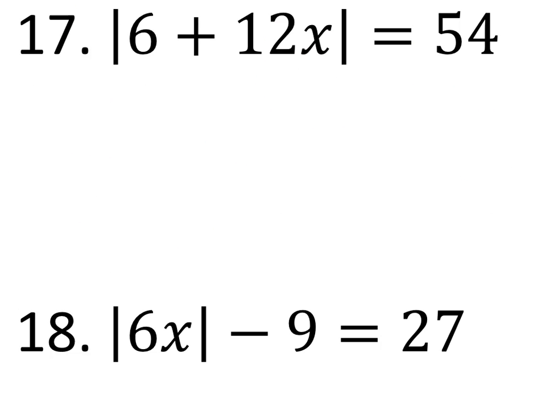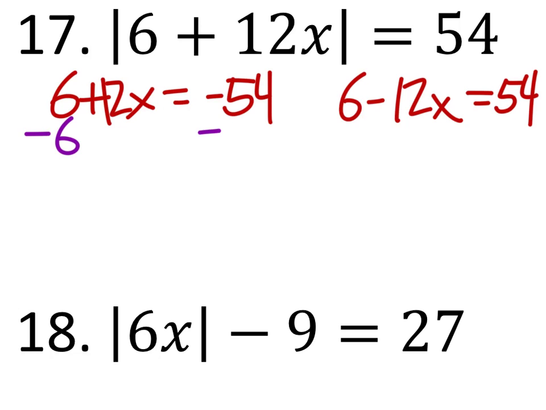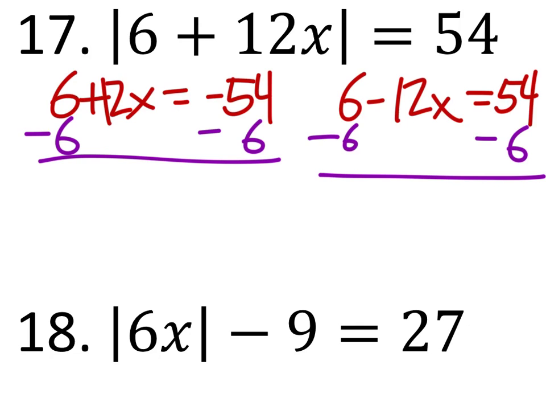Alright, 17 through 20, I believe we just need to solve for x on these. Now remember, we've got to write this twice though. So we've got 6 plus 12x equals negative 54, but 6 plus 12x is also going to equal positive 54. We'll subtract 6 from both sides on both equations, giving us 12x equals negative 60 on this one.